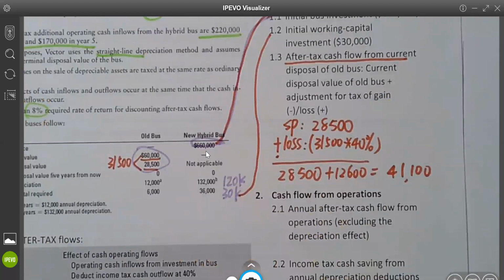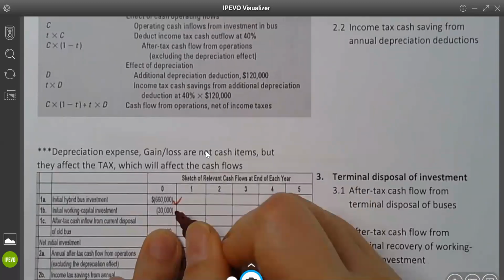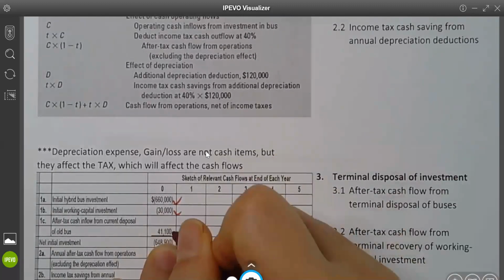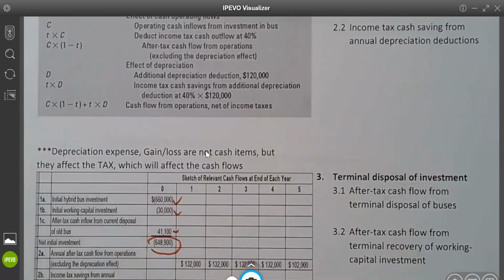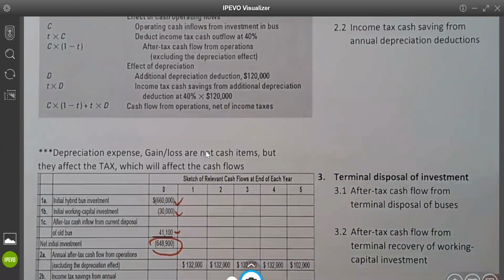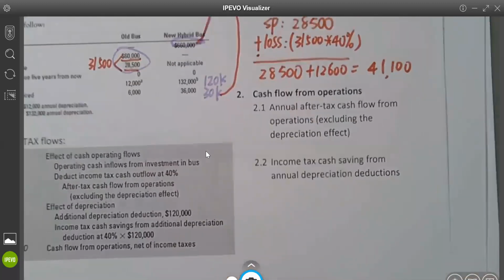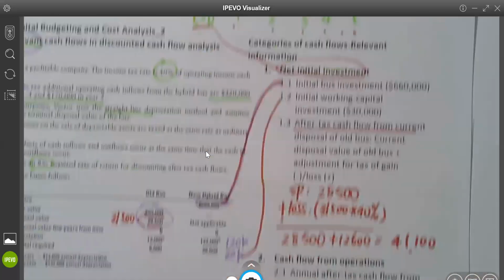So at the beginning of the project, you invested 660,000 outflow. You have relevant 30,000 extra as cash working capital outflow. You have cash inflow 41,100. So at the beginning of the project, we call it a net initial investment. We invested 648,900. Oh yeah, right.